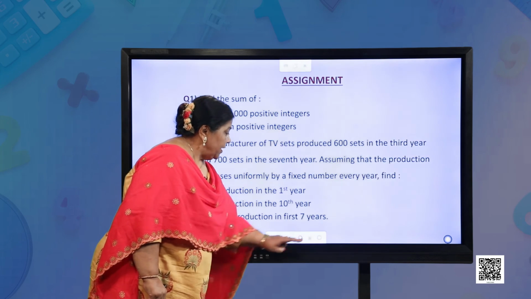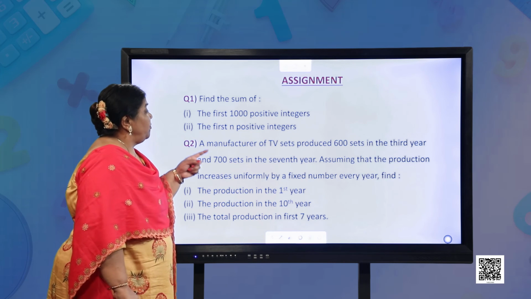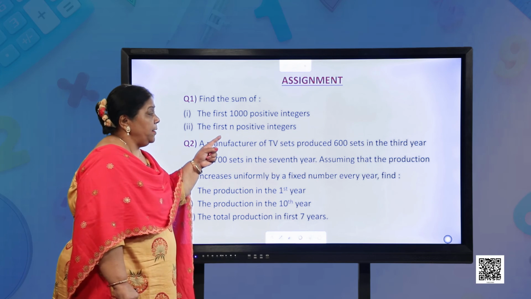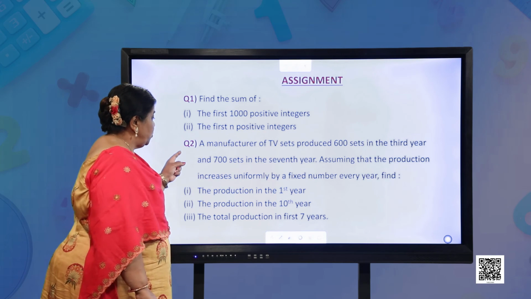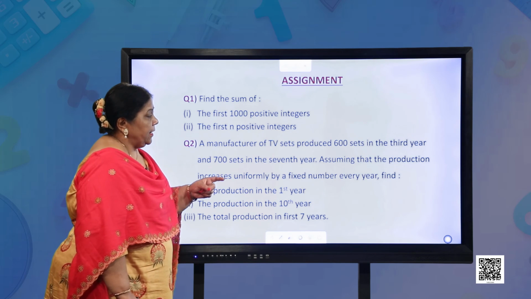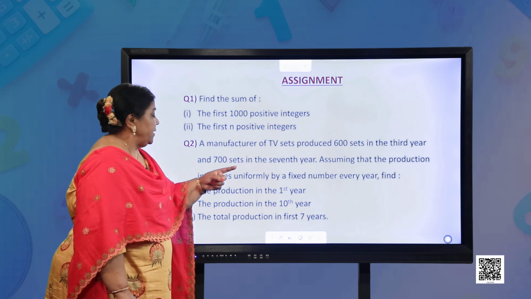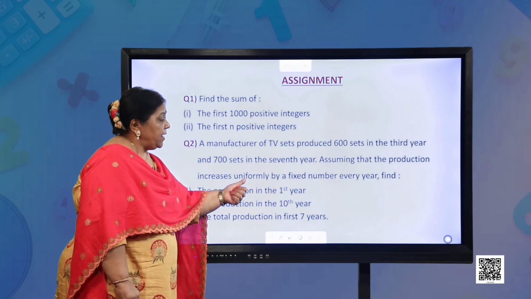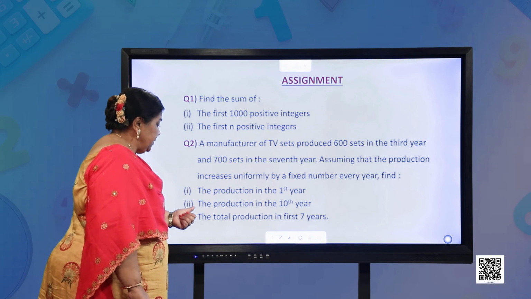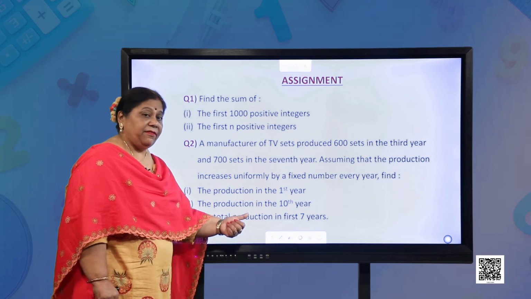All right. Now, it is time to take up the assignment. Take down the first question. Find the sum of the first 1000 positive integers. Second, the first n positive integers. Question number 2. A manufacturer of TV sets produced 600 sets in the third year and 700 sets in the 7th year. Assuming that the production increases uniformly by a fixed number every year, find the production in the first year, second the production in the 10th year, third part the total production in the first 7 years.